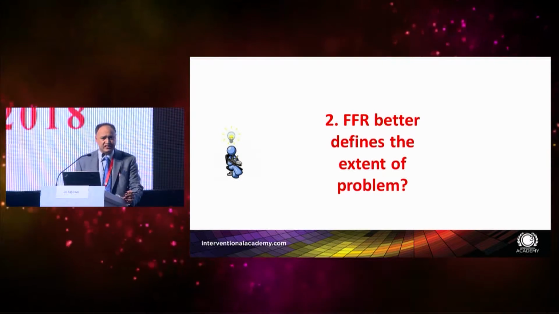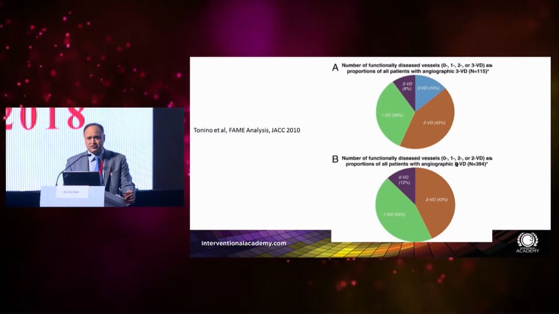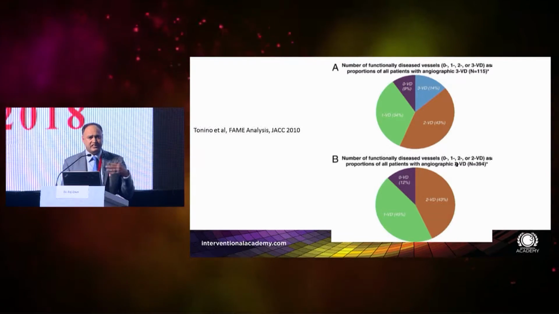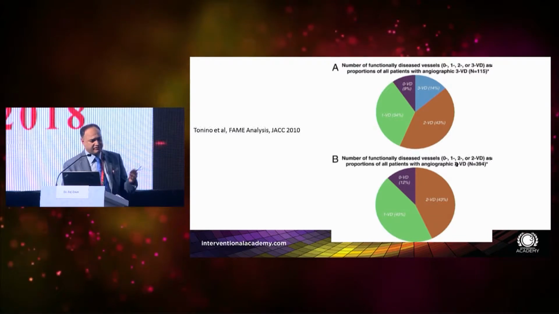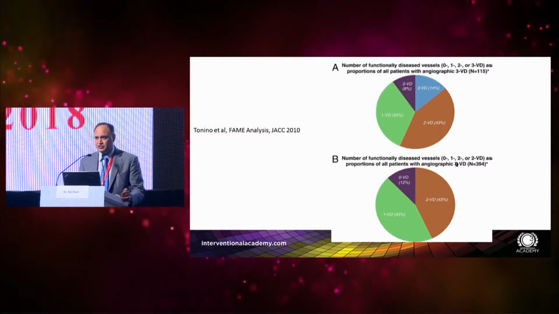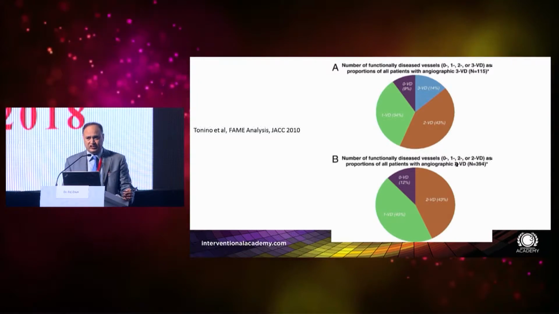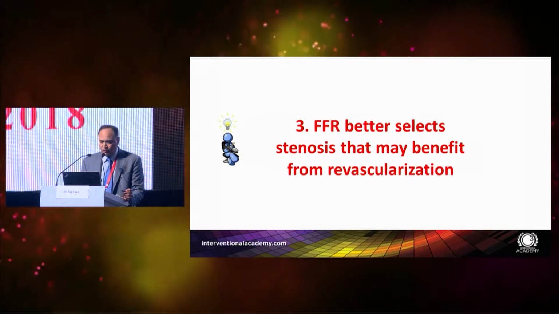It better defines the extent of the problem. Here's the data from the FAME trial, where angiographically you may have classified the patient as having 3-vessel disease, but when you add FFR information, only 15 to 20% of these patients had true physiologically significant 3-vessel disease. We're going to talk about that a little bit more as we go forward.